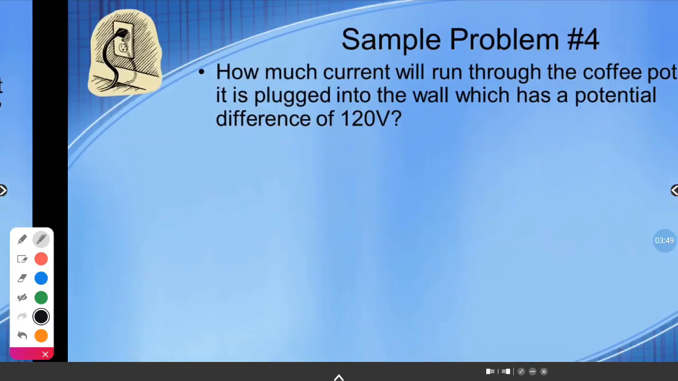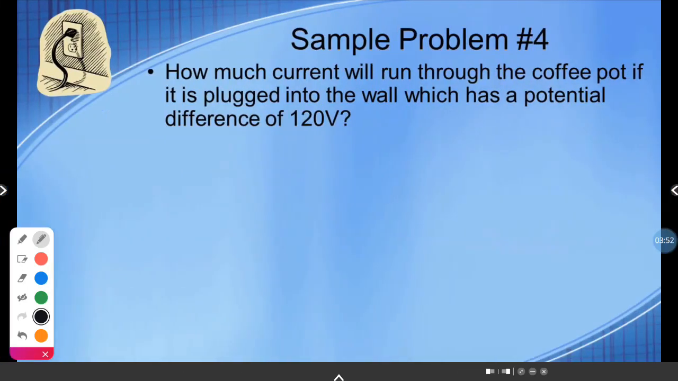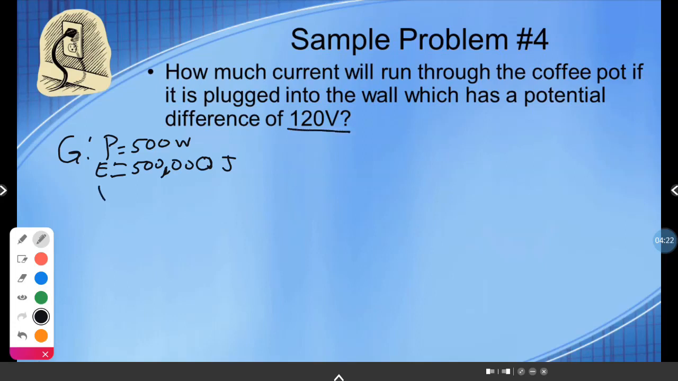So this says how much current will run through the coffee pot if it's plugged into the wall, which has a potential difference of 120 volts. Remember, potential difference is the same thing as voltage, right? So givens, once again, from before the power was 500 watts, from before the energy was 500,000 joules. All of that is still at play here. But now we also know the voltage, which is 120 volts.